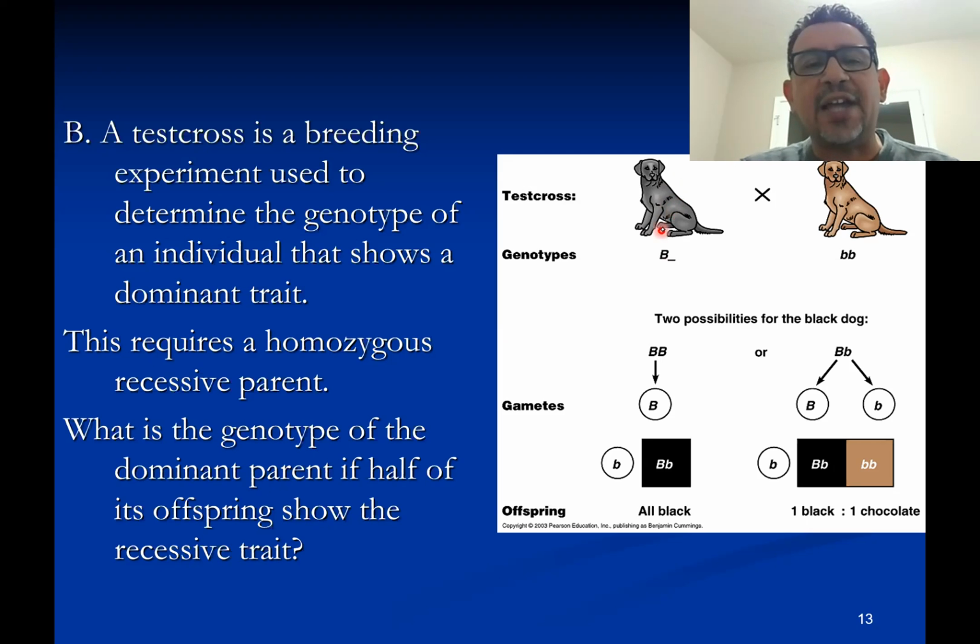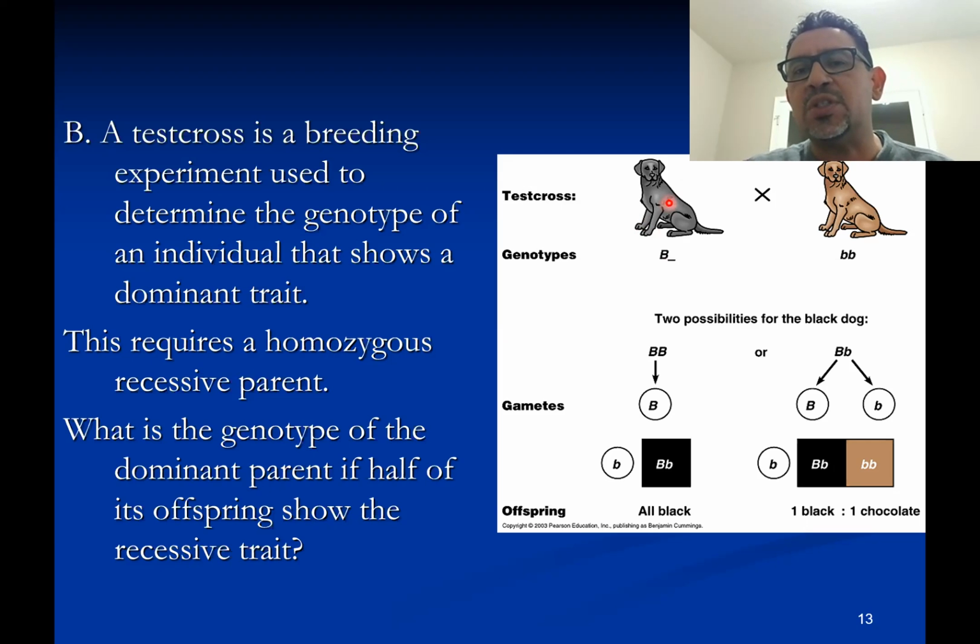This experiment has one requirement, and the requirement is that the individual with the dominant characteristic must be crossed with a parent, another individual, that shows the recessive characteristic. In other words, if it shows the recessive phenotype, it has to be a homozygous recessive individual with regards to its genotype. And so that's exactly what we're going to demonstrate here in this illustration.